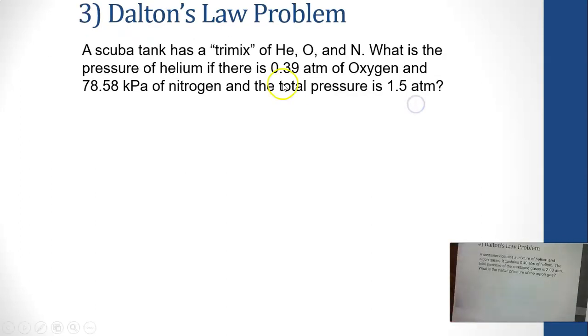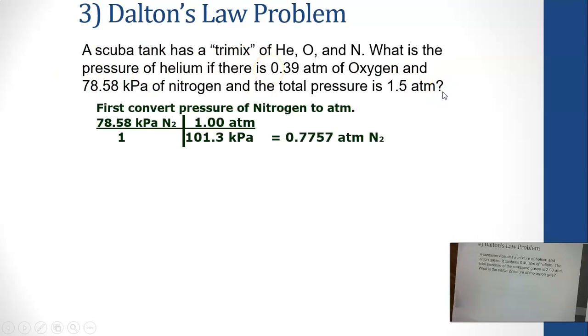All right, next problem. A scuba tank has a trimix of helium, oxygen, nitrogen. What's the pressure of helium? Okay, so we're looking for the helium part. If 0.39 atmospheres of oxygen and, oh, looky there, 78.58 kilopascals of nitrogen, total pressure is 1.5 atmospheres. So what do you think we need to do? Well, I told you they all have to be in the same unit, so I need to convert kilopascals into atmospheres, which we can do that.